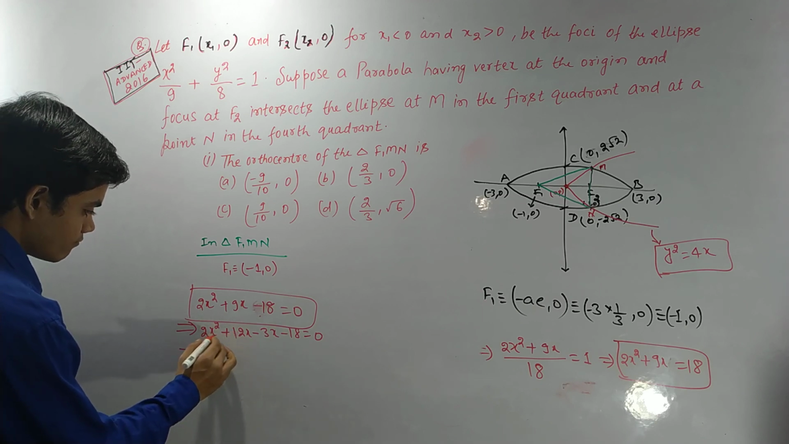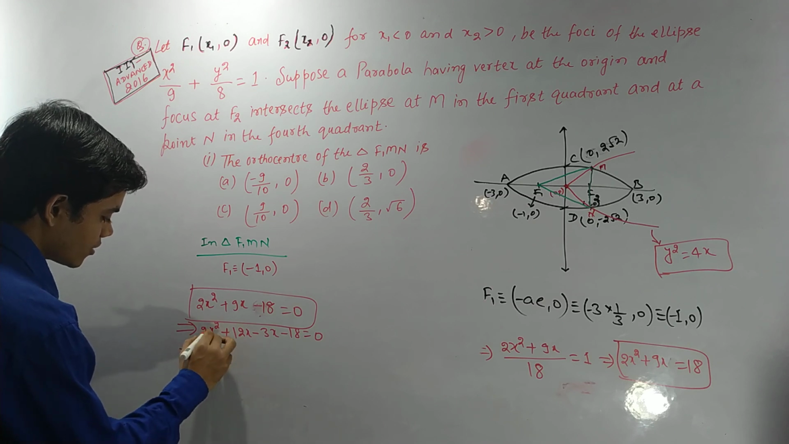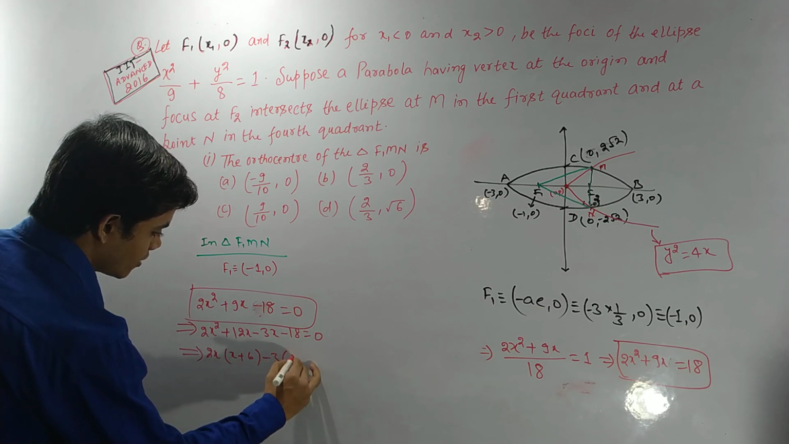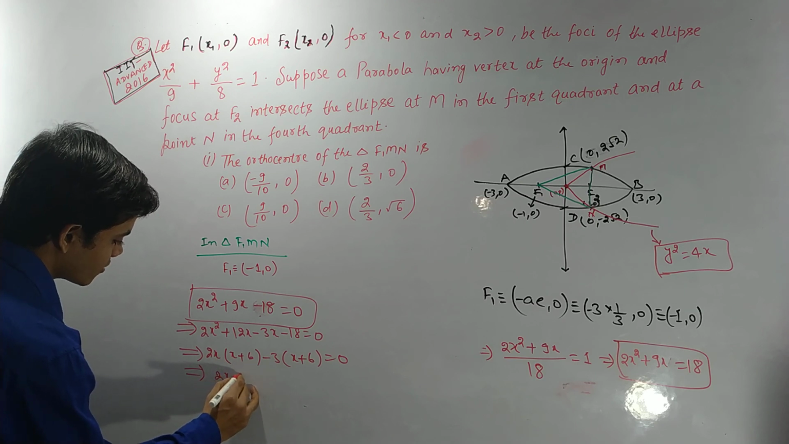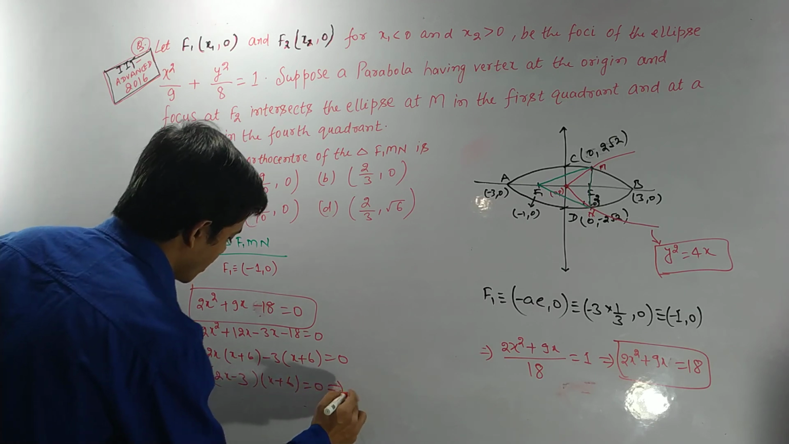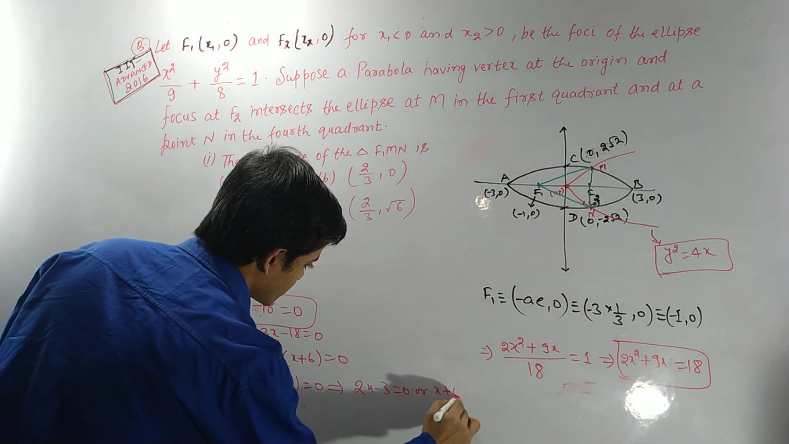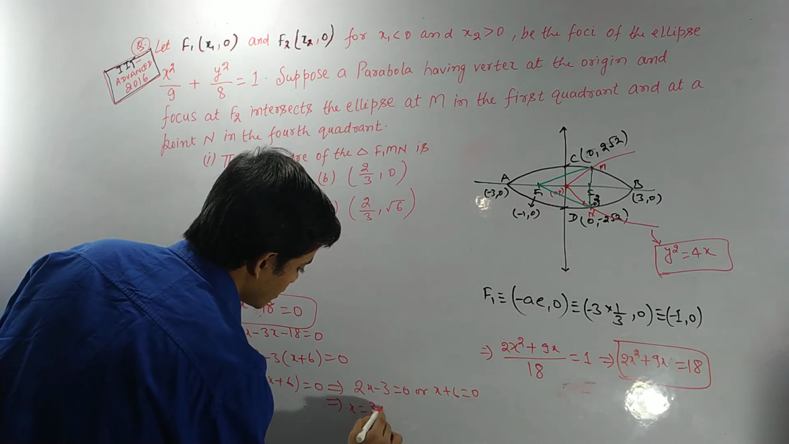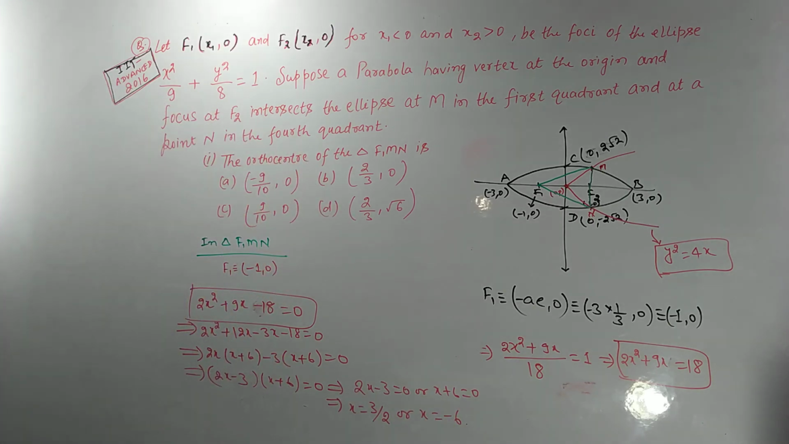So you can take 2x as common, so it will give you 2x into (x plus 6) minus 3 into (x plus 6) is equals to 0. So from here (2x minus 3) into (x plus 6) is equals to 0. This implies 2x minus 3 is equals to 0, or x plus 6 is equals to 0, and this implies x is equals to 3 upon 2 or x is equals to minus 6.